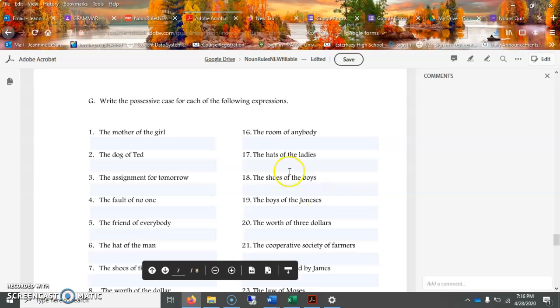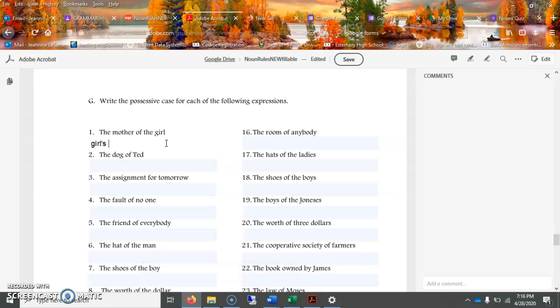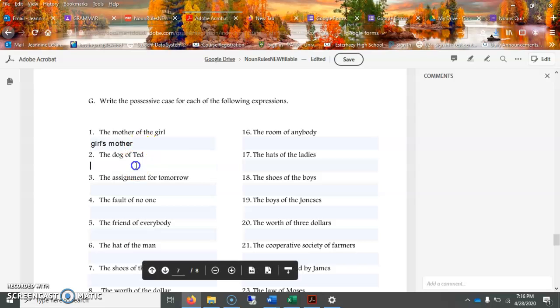And last but not least, writing the possessive case for each of the following. So an example for this one is girl's mother is how you would type it out. And that's it.